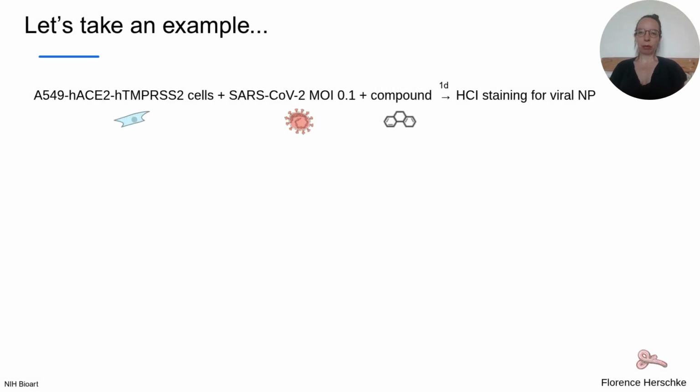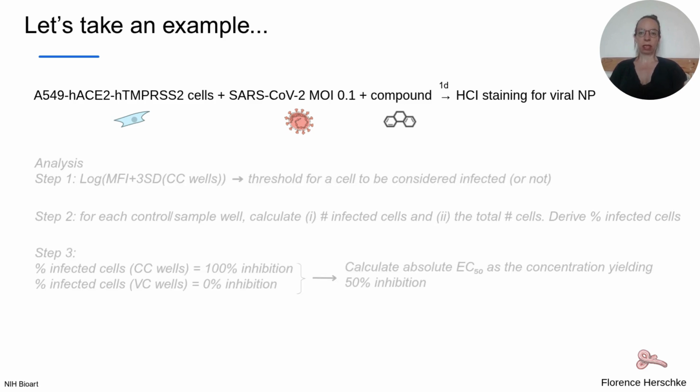Let's take an example. Let's consider A549 human ACE2 human TMPRSS2 cells infected with SARS-CoV-2 in presence of compound, and 1 day later, the viral nucleoprotein stained for high content imaging and determination of the percentage of infected cells. The actual analysis method for that assay was described in one of my previous videos, which I link here.